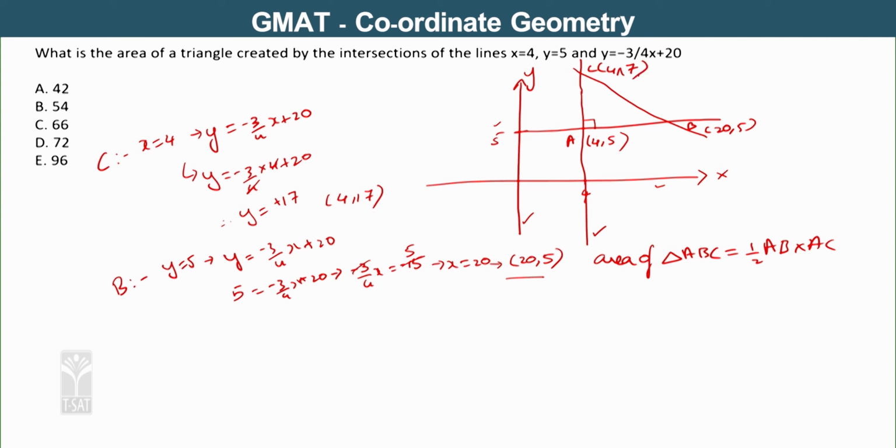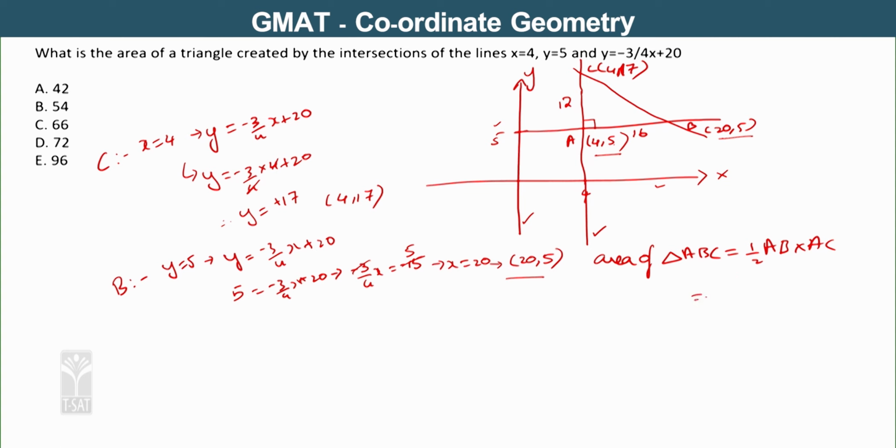So, the distance from A, that is 4 comma 5, to B, that is 20 comma 5, will be how many units? It is running parallel to the x axis and x is changing from 4 to 20. So, that is 16 units. And now AC, the line AC is parallel to the y axis, so only the y coordinate will be changing. So, y is running from 5 to 17, that is 12 units. Therefore, AC will be equal to 12.